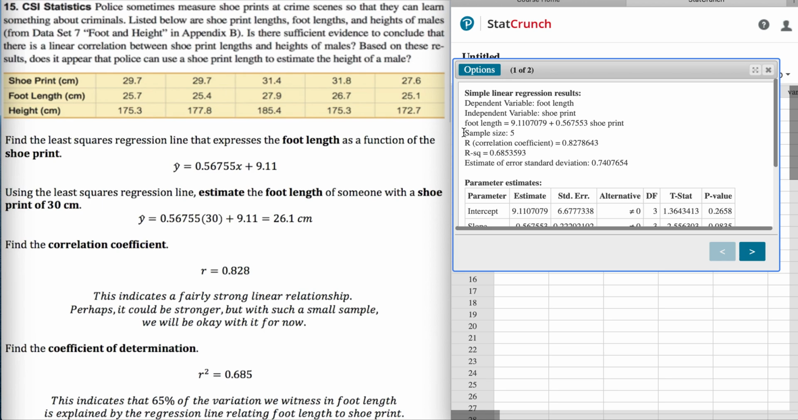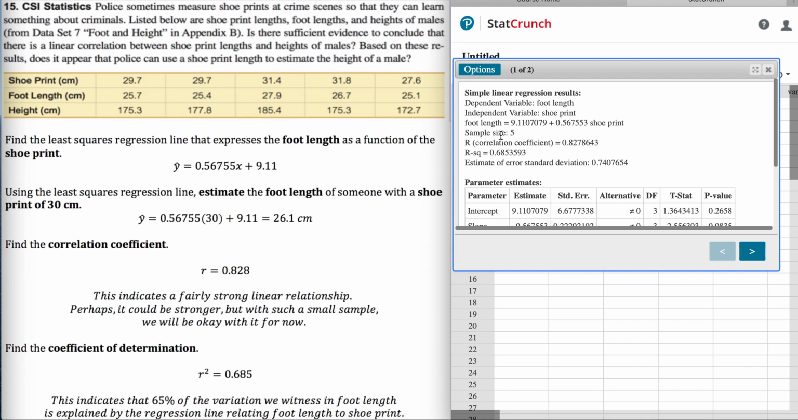It tells us that the sample size is 5, but here it gives us the R and the R squared value. R is the correlation coefficient. It measures the strength and direction of a linear relationship. So typically 0.8278 would be a fairly strong R value, indicating a strong linear relationship. We'll look at that here at the end. R squared is 0.685. That is just the square of this, but it also looks at the percent of the variation that's explained by the regression model.